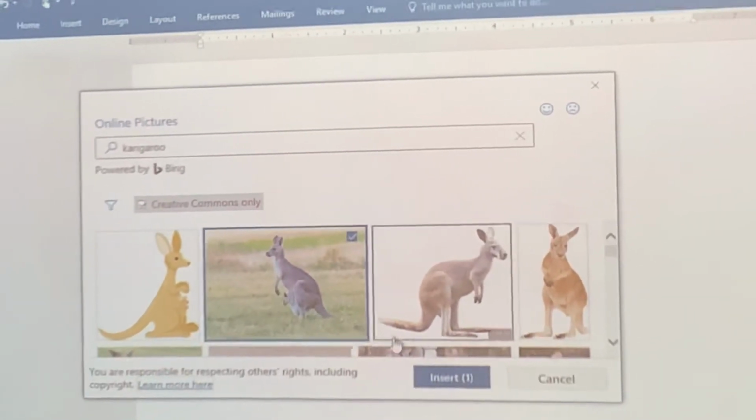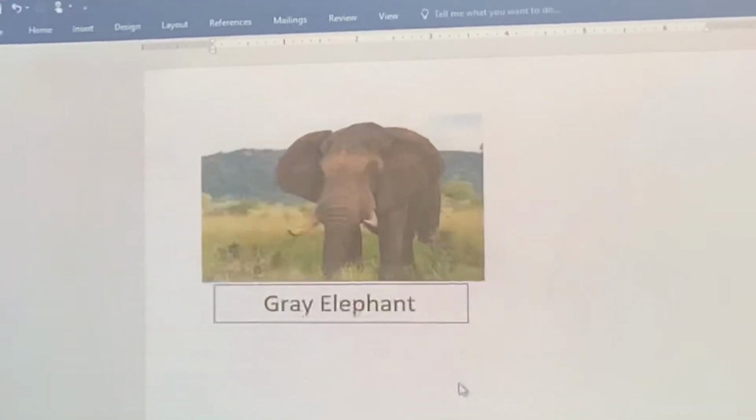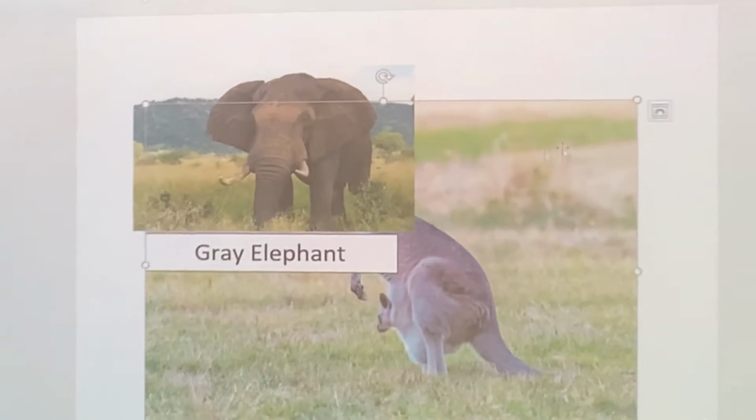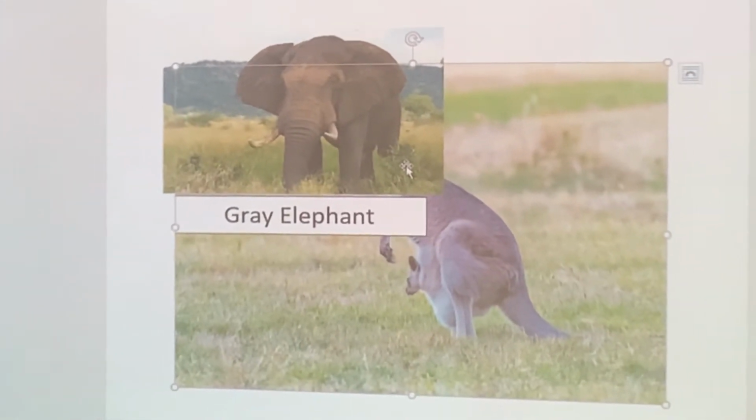And right there, I don't want to use the drawing. I want to use the actual picture. Oh, look, she's got a little Joey too. Now, we're going to have to resize it a little bit because you see how this was a big picture and the elephant's now sitting on the kangaroo's head?